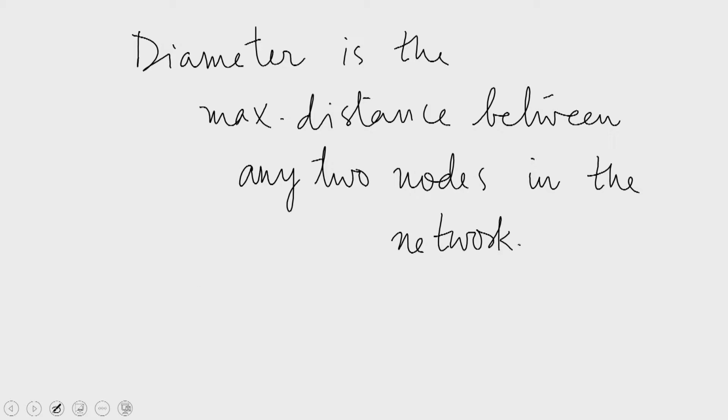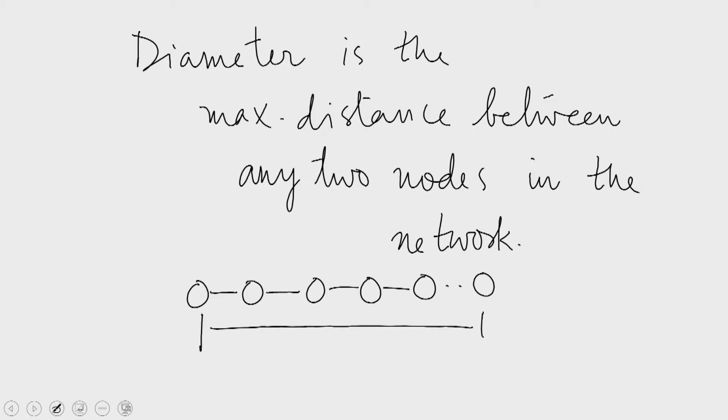For example, when we consider a linear array of size n, the maximum distance between any two nodes in the network is the distance between the first node and the last node, which is n minus 1. So, the diameter of a linear array of size n is n minus 1.